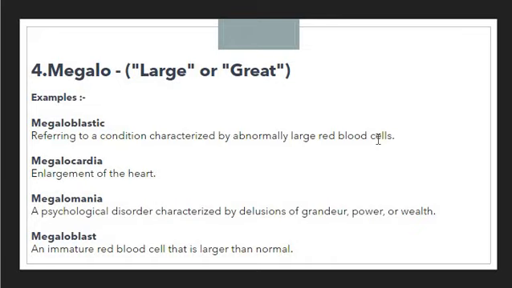Then we have megalocardia, enlargement of the heart. Again, enlargement or largeness of the heart. Then we have megalomania, a psychological disorder characterized by delusions of grandeur, power, or wealth. This also comes under megalo. Then we have megaloblast, an immature red blood cell. Again, there is a sense of larger, so that's why we are using megalo.